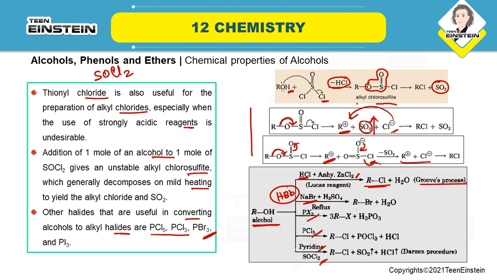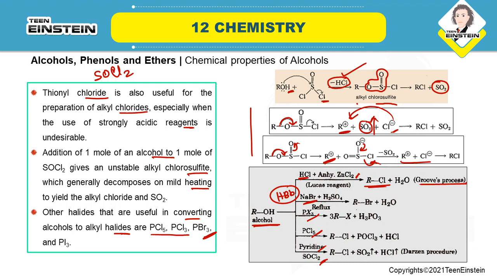Why? Because here the HCl is removed. See, this is HCl removed. So this HCl will be consumed by pyridine. So this is the byproduct. If the byproduct is consumed by pyridine, what will happen? The equilibrium will be shifted easily from left hand side to right hand side. Fine.